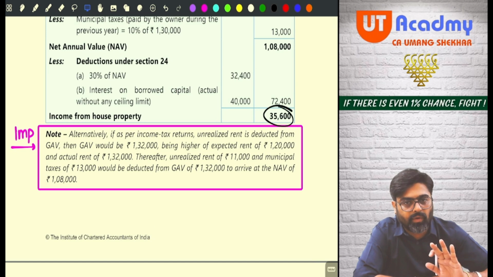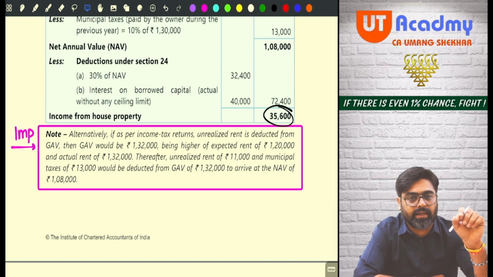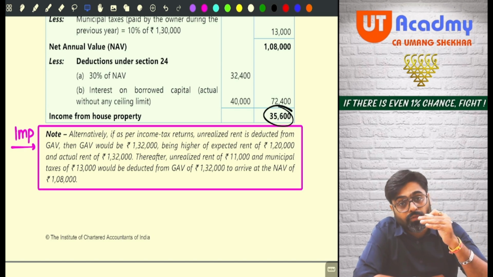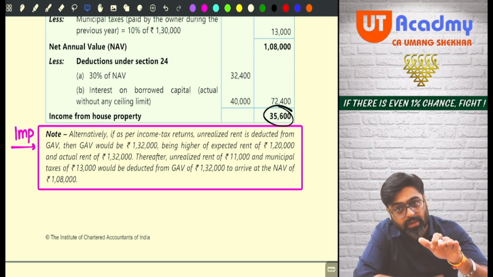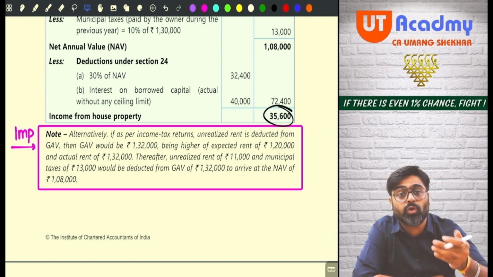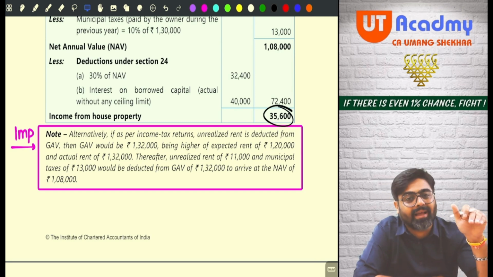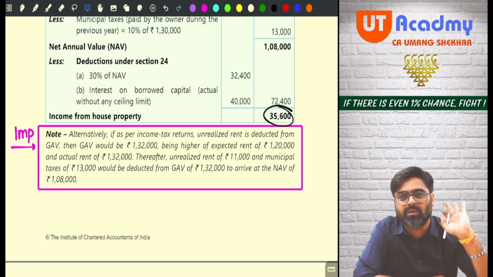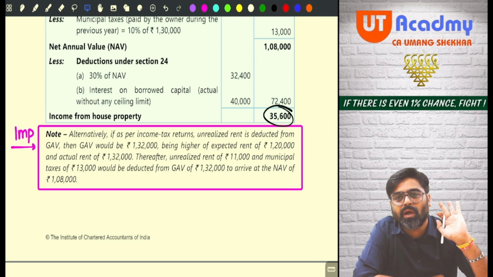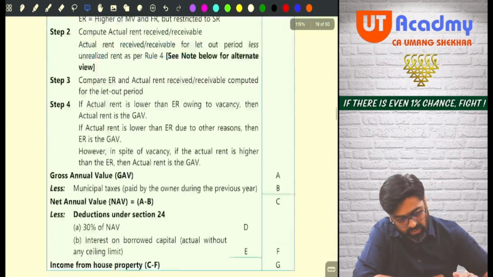So what we will be doing, we will be reducing from GAV, and we will write a note that in the above solution, unrealized rent we have reduced from the amount of GAV as per the treatment given in income tax returns. Alternatively, it can be reduced from actual rent also. Full stop. That's it. No need to make further calculations also. Getting my point? Shall I move ahead? Next question. Come on. Next question.